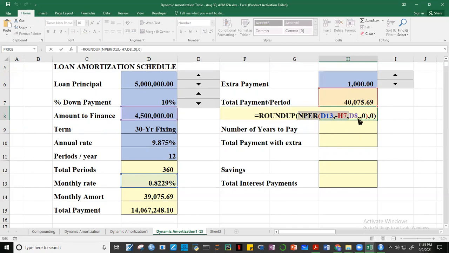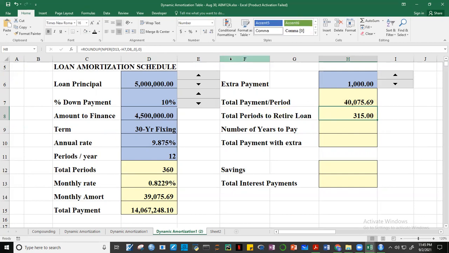When we initially did this portion, the answer was 314.49. But because we rounded it up, it became 315. Had we used round down, it would have become 314. I hope that's clear. We want to do that so that later on we won't have problems with the cumulative interest payments. I'll show you that in a while. So this is 315.